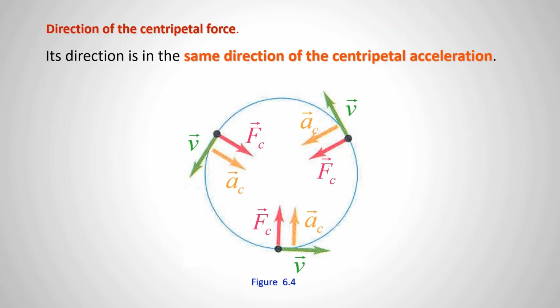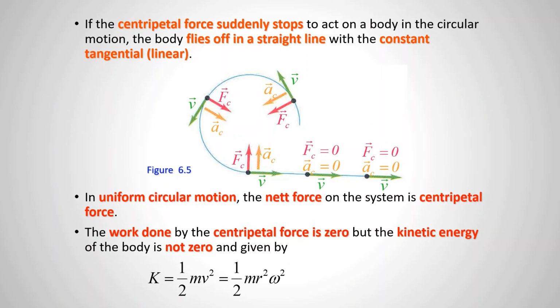The direction of the centripetal force is in the same direction as the centripetal acceleration, as shown in figure 6.5. If the centripetal force suddenly stops acting on a body in circular motion, the body flies off in a straight line with a constant tangential linear velocity. In uniform circular motion, the net force on the system is the centripetal force, so the work done by the centripetal force is zero. But the kinetic energy of the body is not zero, and is given by the following equation.